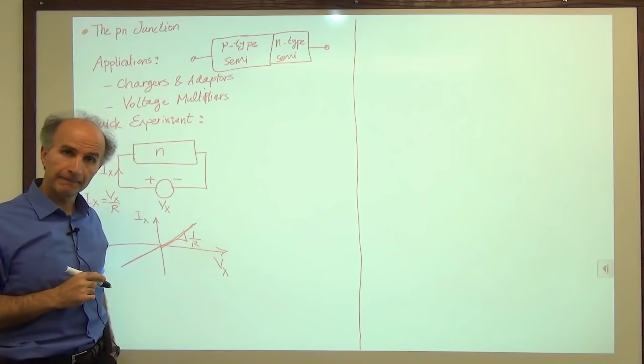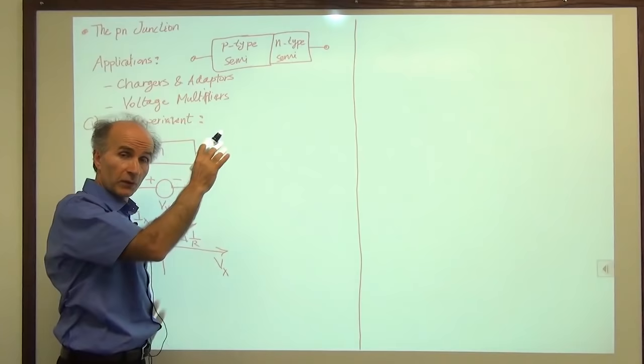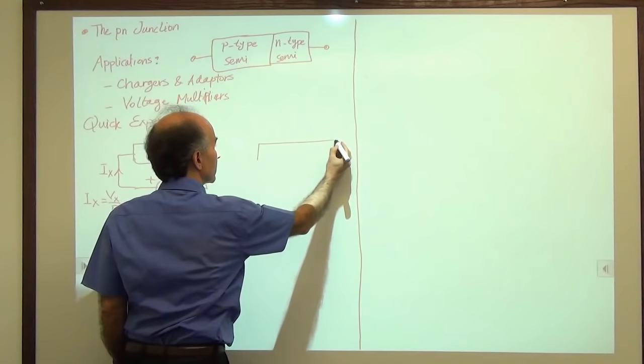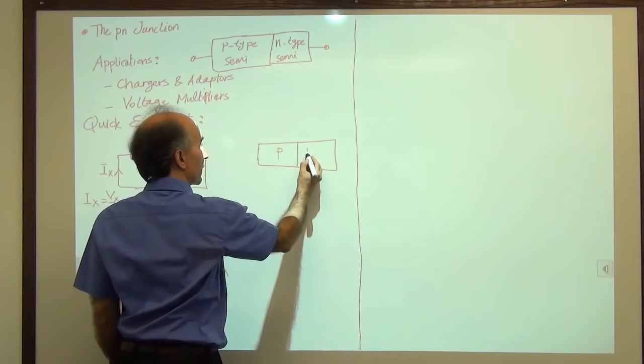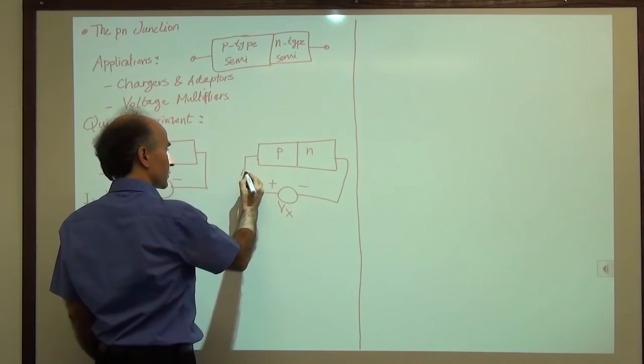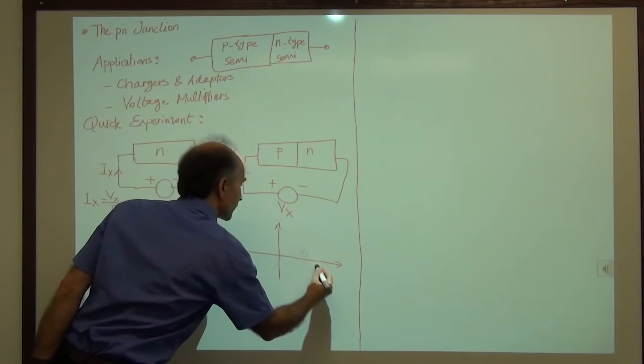Okay. Well, what if I try the same experiment with this beast, this PN junction? Now, we don't know what's going on in the PN junction yet, but I just want to give you a quick preview of what we will see. All right, so here's a PN junction. So, for example, we have P on the left, N on the right. And we perform the same experiment, a variable voltage source, connected to the two ends, Vx, and we're trying to measure Ix. So, what do we measure? Let's see. So, Vx, Ix.